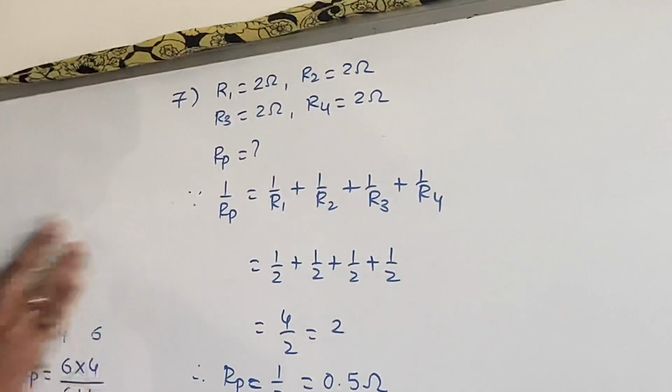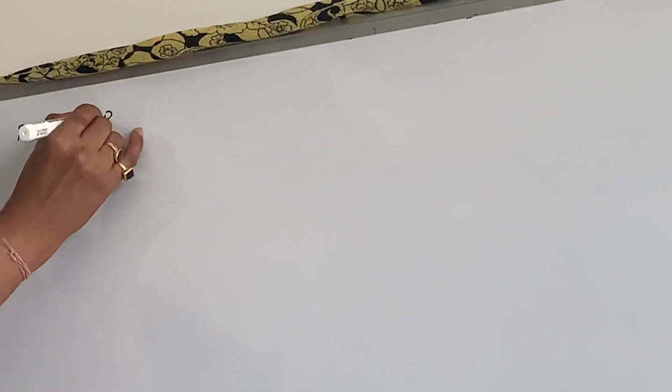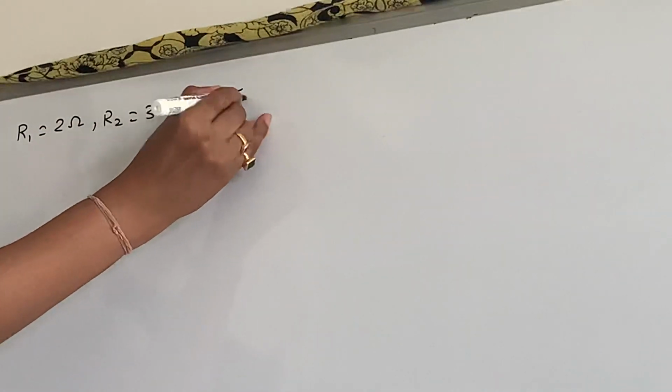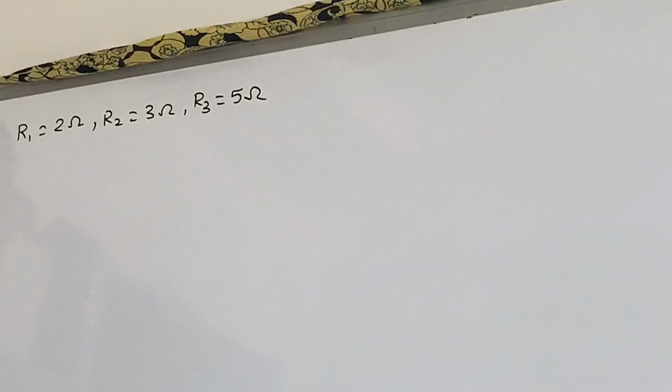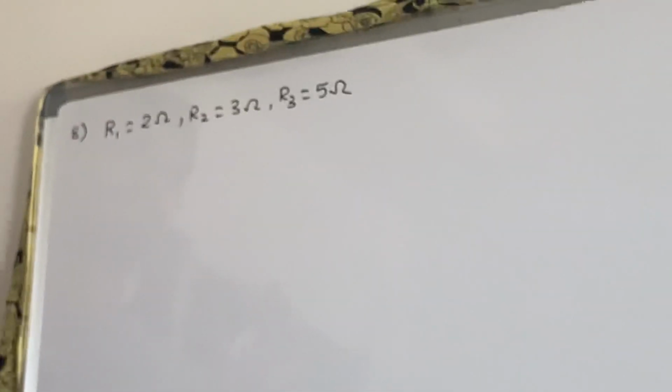The 8th is a little different, not a regular question. Just check it properly. What the question says: you have 3 resistors, of 2 ohm, 3 ohm and 5 ohm. So you have 3 resistors. R1 is 2 ohm, R2 is 3 ohm, and R3 is equal to 5 ohm. Now how will you join them so that the total resistance is less than 1 ohm? Just underline: total resistance is less than 1 ohm.